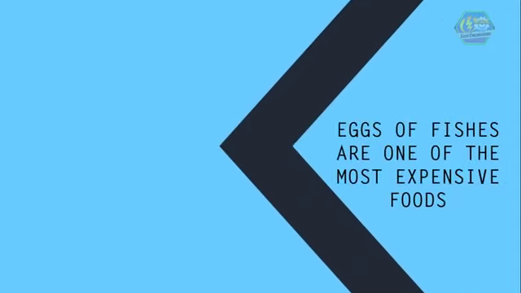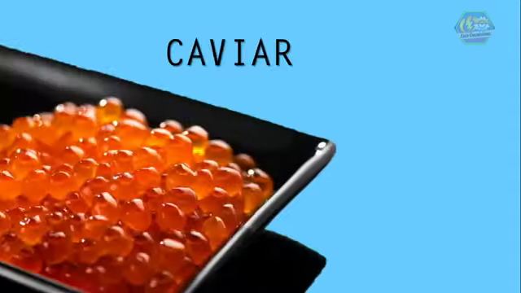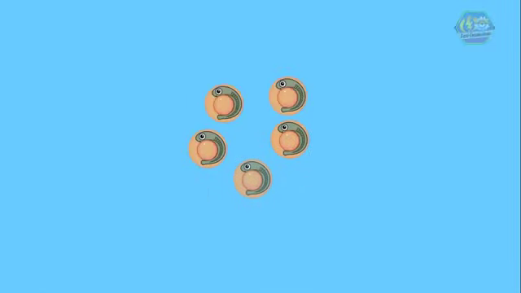Fun fact, learners, did you know that the eggs of fishes are one of the most expensive foods there is? It's called caviar. It is made from the unfertilized eggs of the sturgeon family of fish and then salt cured. After the embryo is formed, it will then start to develop organs. Eye spots and tails are also developed after.